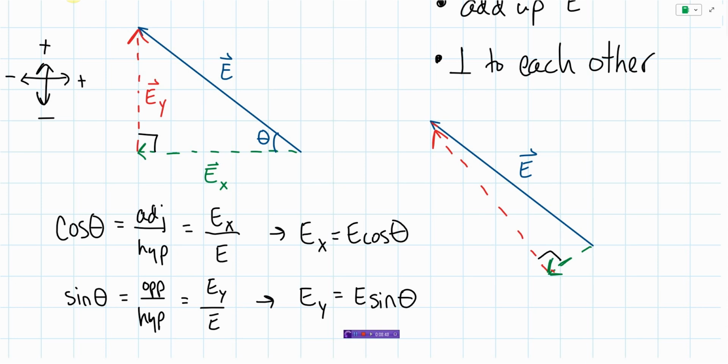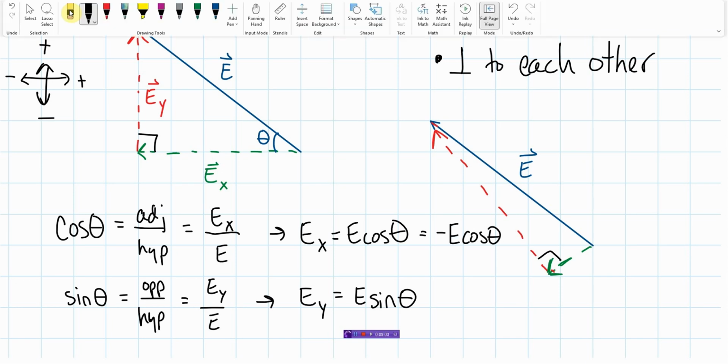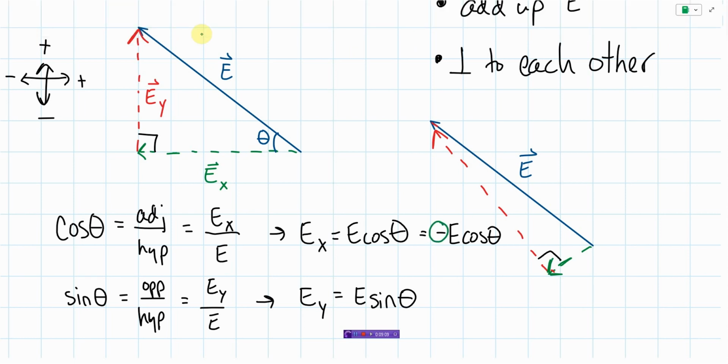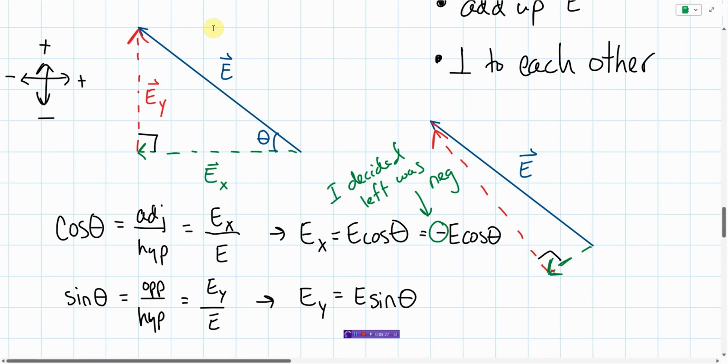For example, I decided that left was negative and EX is to the left. So technically, I should be putting negative E cosine theta for EX, because I decided that left was negative. So I have to put the negative in. If you decided left was positive, then I would have left as a positive.